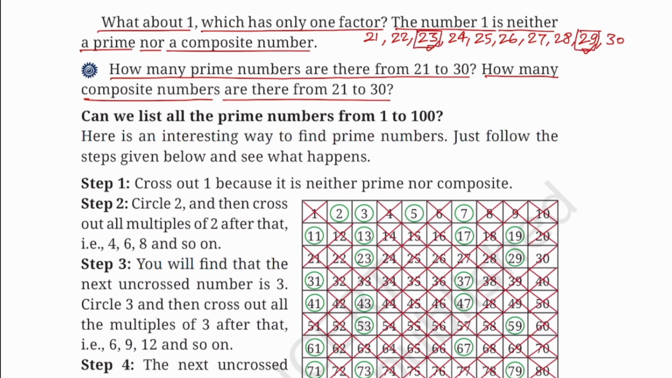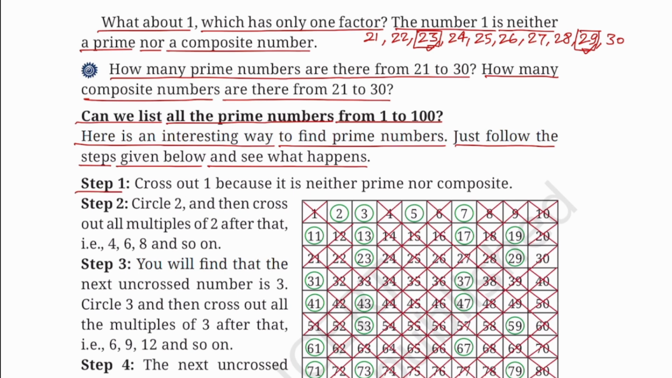23 and 29 are prime numbers because they have only 1 and the number itself as their factors. Can we list all prime numbers from 1 to 100? Here is an interesting way to find prime numbers. Just follow the steps given below and see what happens.